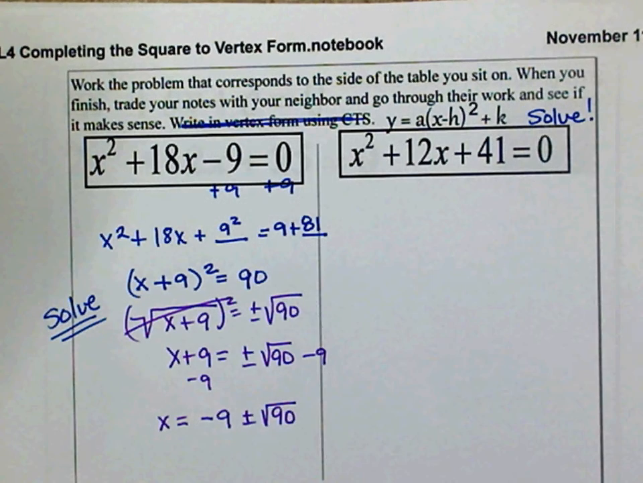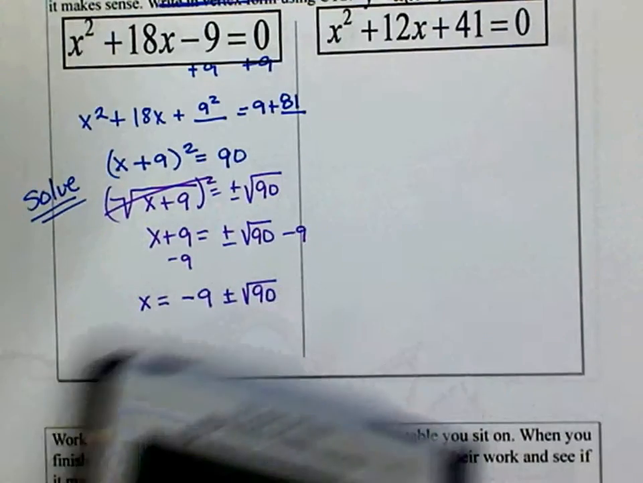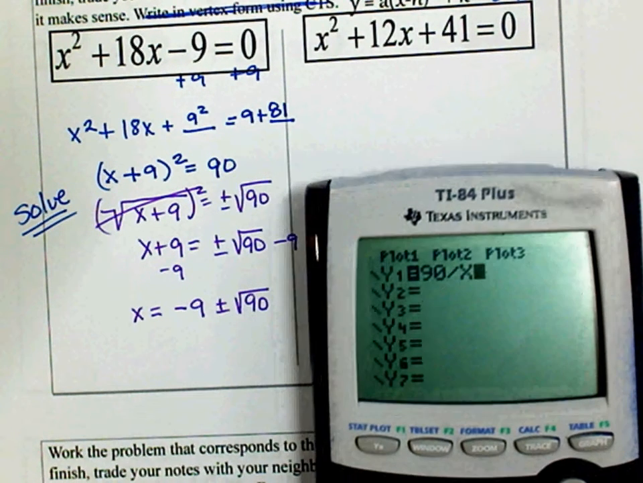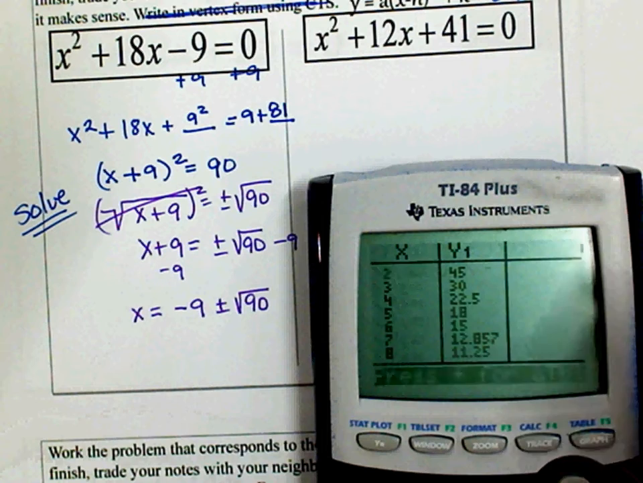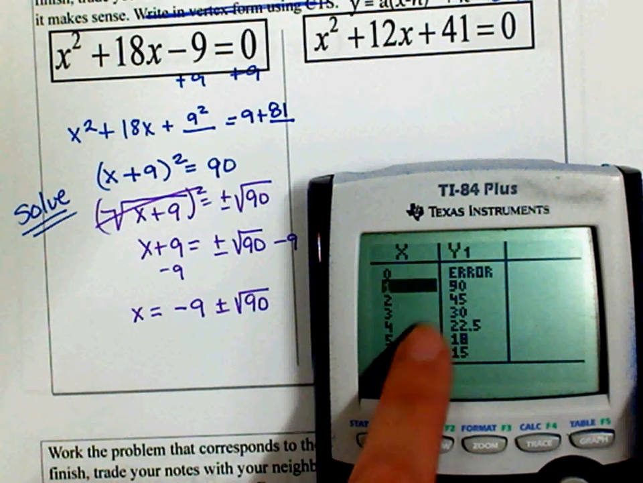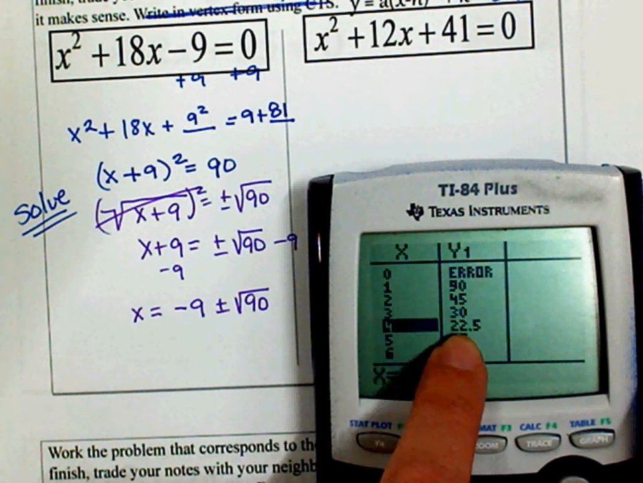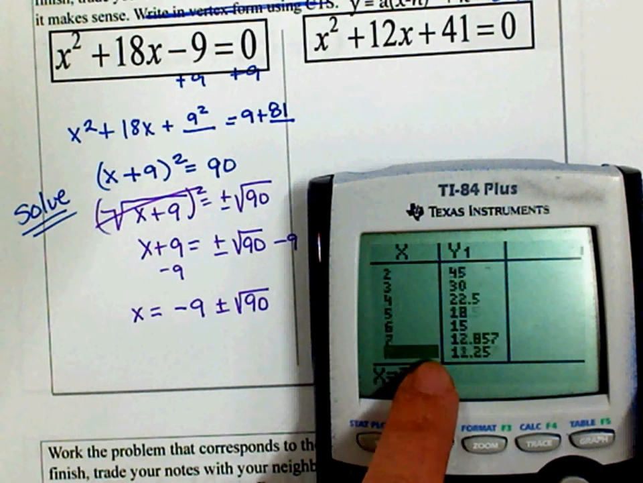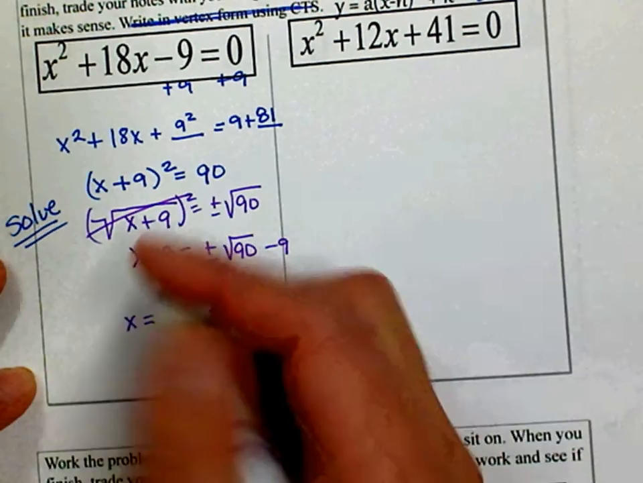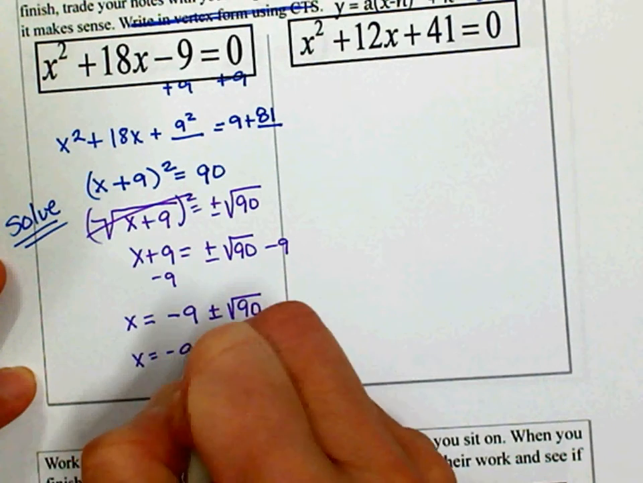Now, does 90 have any perfect squares? Well, if you don't know, go to your y equals and put 90 divided by x, just like that. And go to your second table, starting where it says the word error. Look through here, 4, no perfect squares. Any perfect squares? 9, yeah, 9 and 10. Did you see that right there? So I'm going to factor that out. So you have negative 9 plus or minus the square root of 9 times 10.